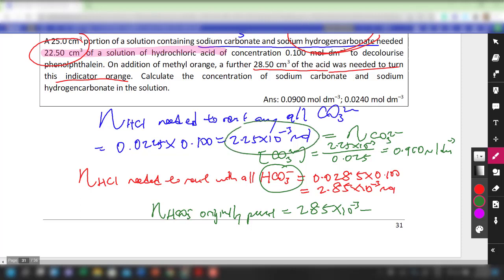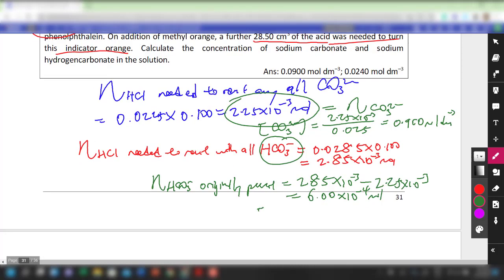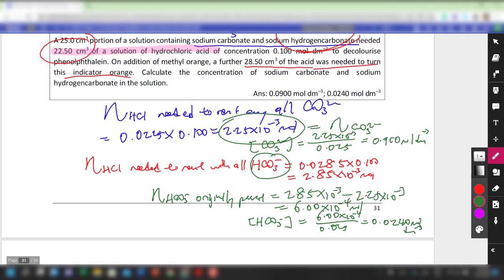those produced from the reaction with carbonate. So this will be 2.25 times 10 to the power minus 3. From here I will get 6.00 times 10 to the power minus 4 moles. Therefore the concentration of bicarbonate will be equal to 6.00 times 10 to the power minus 4 divided by 0.025. Then I will get 0.0240 moles per dm cube of sodium hydrogen carbonate in the original solution.